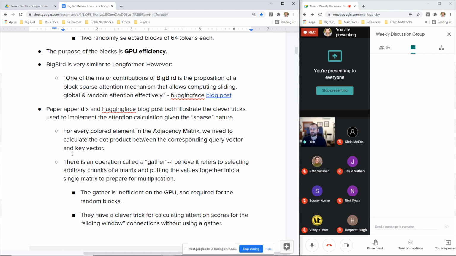Yeah, so there's a good chunk of the appendix that's devoted to explaining how they implement block sparse attention efficiently, and that's kind of what this Hugging Face post is about as well. It's more about clever GPU tricks. So I didn't dive into it quite as deeply, but basically, let's see.